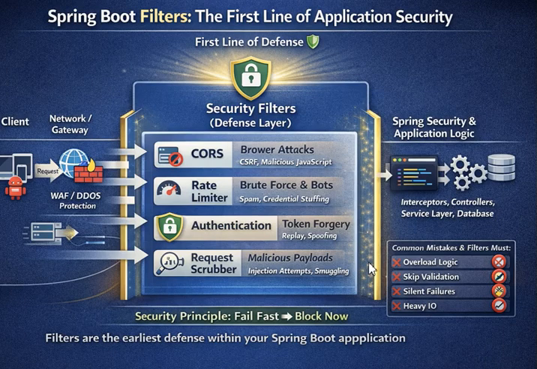So if the token is invalid, the request dies at this stage. It never reaches your controller, and this is where the identity is first enforced. So if this layer is weak, of course, everything else becomes really susceptible to attacks.